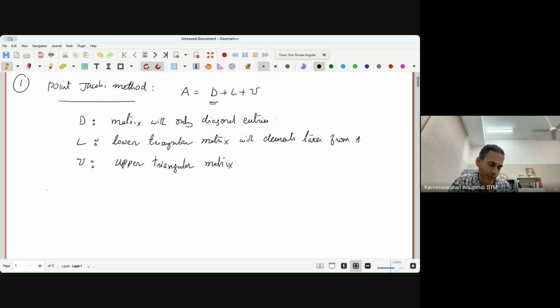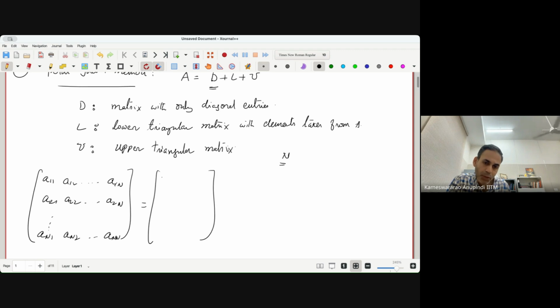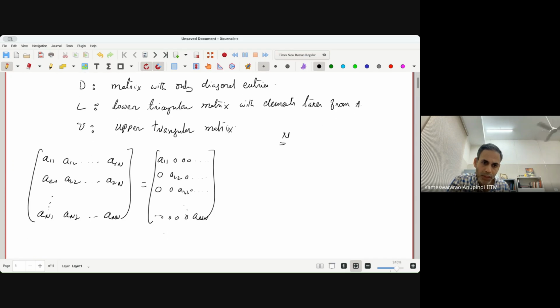If I were to write my A matrix as A11, A12, all the way to A1n, A21, A22, all the way to A2n, and An1, An2, all the way to Ann, where the number of degrees of freedom is n, we split this into three matrices. The first is A11, 0, 0, 0, then 0, A22, 0, then 0, 0, A33, and so on till Ann. Everything else is zero. This is your D matrix.